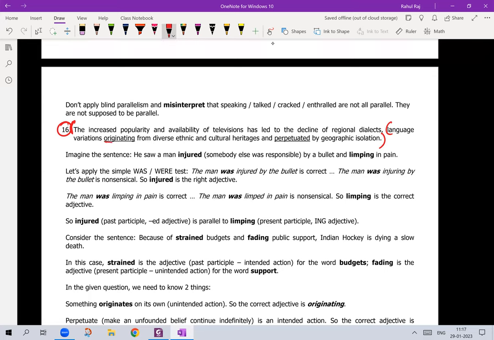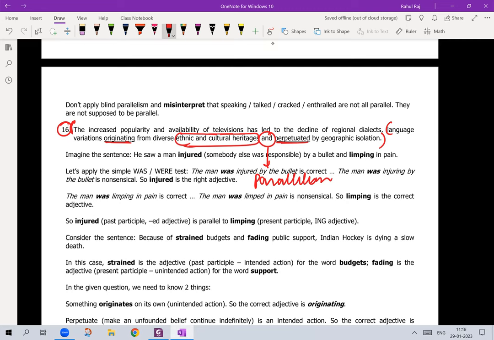So language variations originating from diverse ethnic and cultural heritages, this is one subject. So don't start asking about this and for parallelism. This is just one subject, one noun. Language variations originating from diverse something, and this and looks for parallelism. Perpetuated by geographic location. Now, Harendra, your question will be very clear. I'm actually giving the question over here.